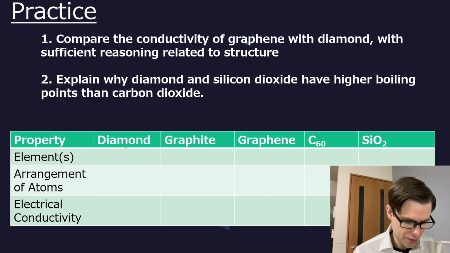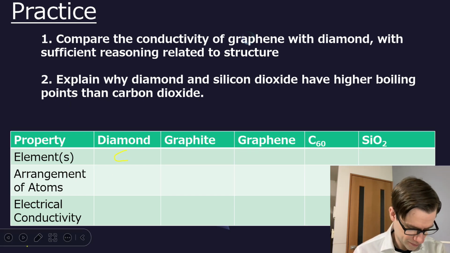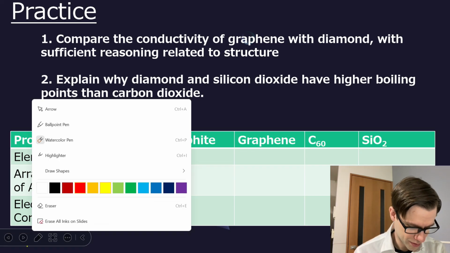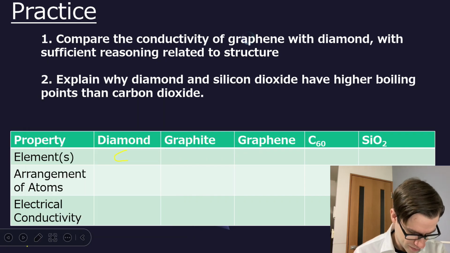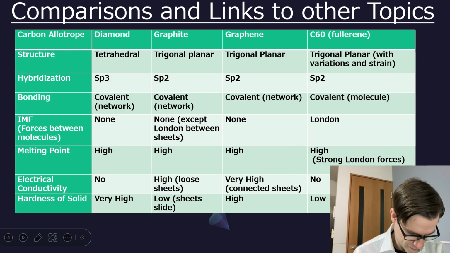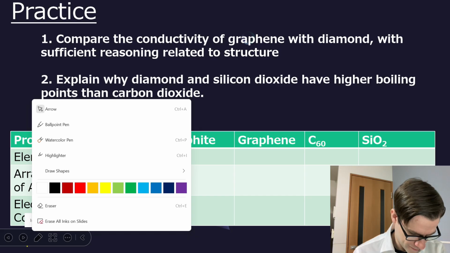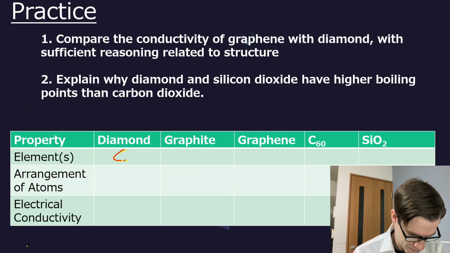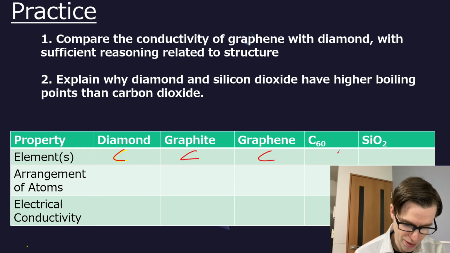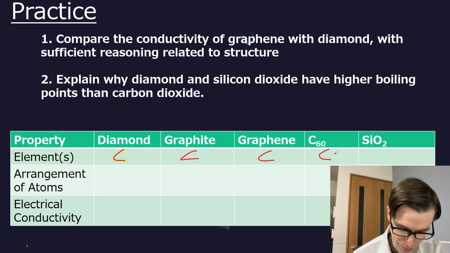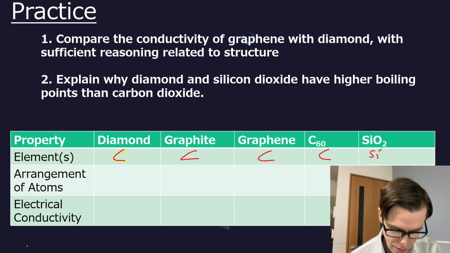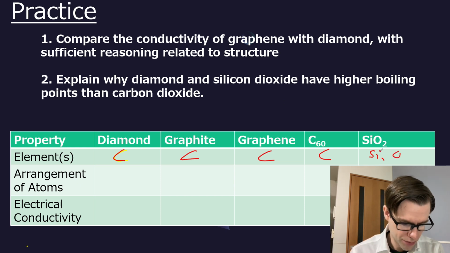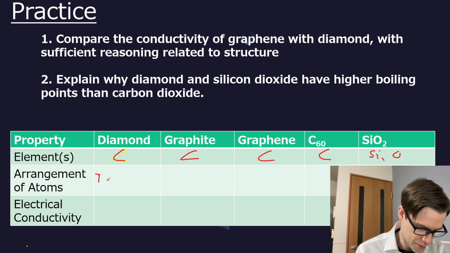So what elements are in diamond? It's all carbon. Let's try red. Carbon. What's in graphite? Carbon. What's in graphene? Carbon. What's in C60? Carbon. What's in SiO2? Silicon and oxygen. What's the arrangement of atoms? The geometry is tetrahedral. Network structure.